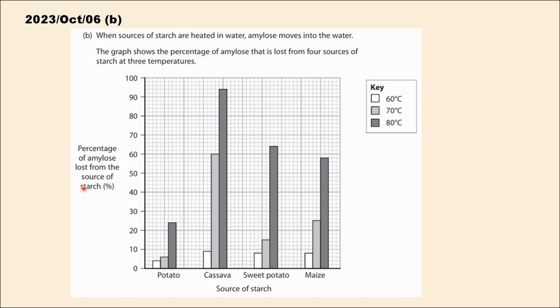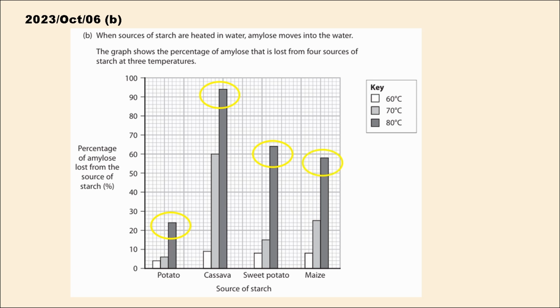from each source. Looking at the data, you can observe that as the temperature increases from 60 to 70 and then to 80, the amount of amylose lost also increases across all 4 starch sources, for potato, and for cassava, and for sweet potato and maize.